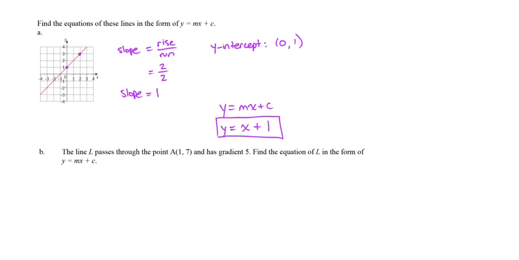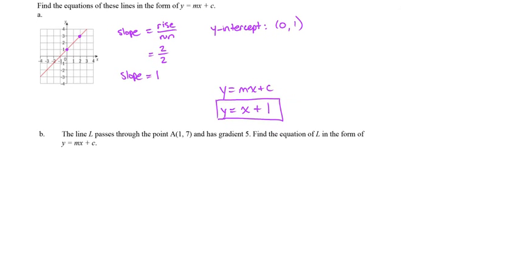The next example involves putting into play more of the information we learned at the beginning of this video. So here we're given a point and a gradient, and we're asked to find the equation. So we know that the equation starts in this slope-intercept form, and we're already given a key piece of information, which is that our gradient is 5. So I can actually replace m, which is for the gradient, in the equation to get this.